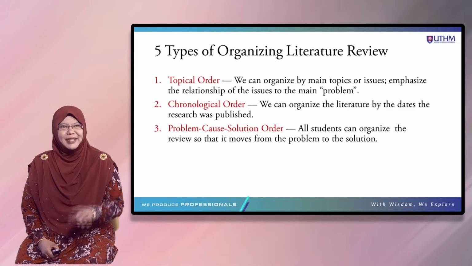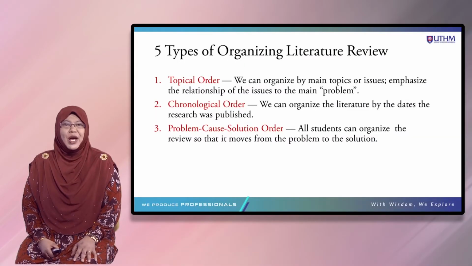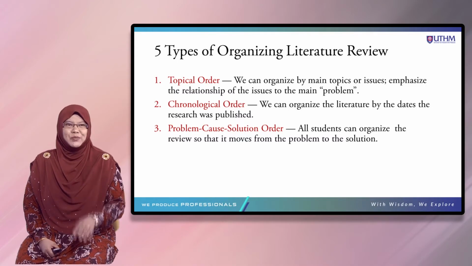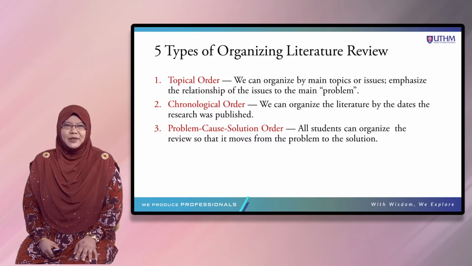Now, I will explain how we can organize our literature review. There are 5 types of organizing literature review. Number 1, topical order. We can organize by main topics or issues, emphasize the relationship of the issues to the main problems. Number 2, chronological order. We can organize the literature by the dates the research was published.